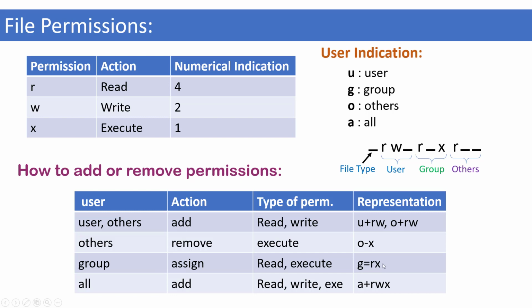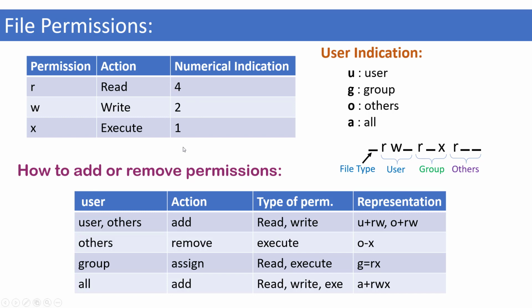This will remove every permission that group users already has and add new permissions as read and executable permissions. And next one, if I want to add read, write, executable permissions to everyone in the system, means all users, I can represent that in a way like a plus rwx. This is how we can represent to add permissions to a file for a particular user or group of users or all users. Okay.